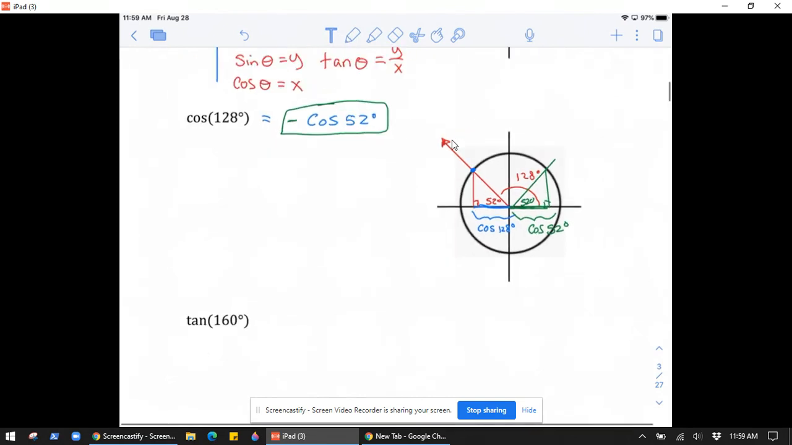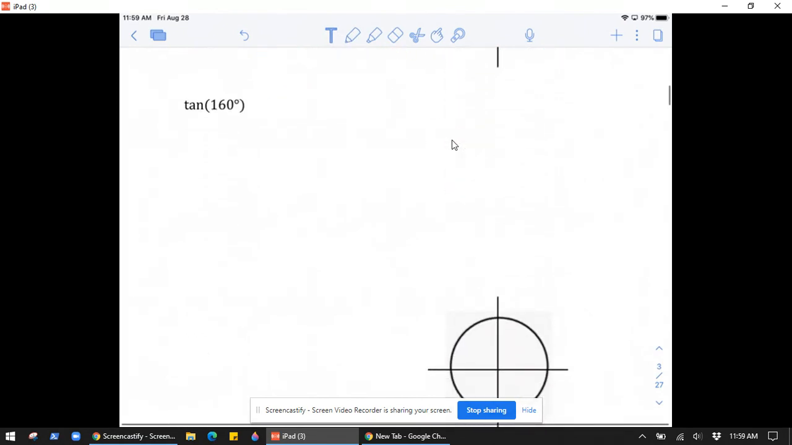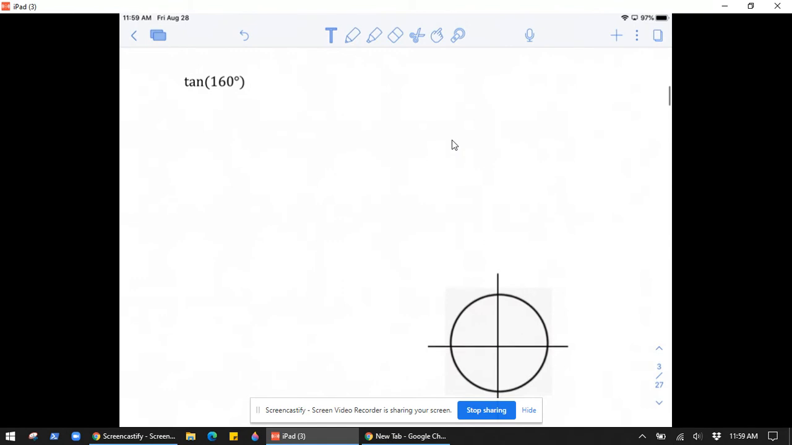Let's take a look at tangent. I don't know why these are so separated. I'm just going to rewrite it down here if I scroll. So let's do 160 degrees. 160 degrees brings us just 20 degrees shy of 180. So let's just say that's where we are. So this is 160 degrees.